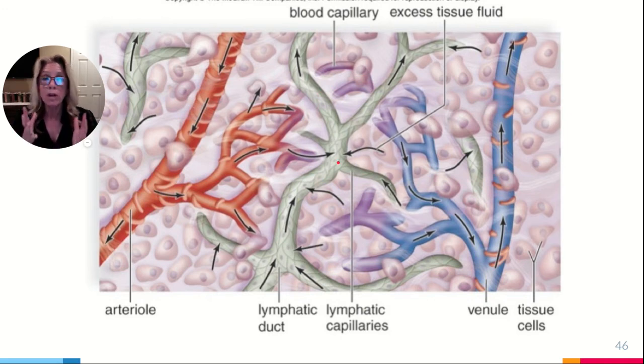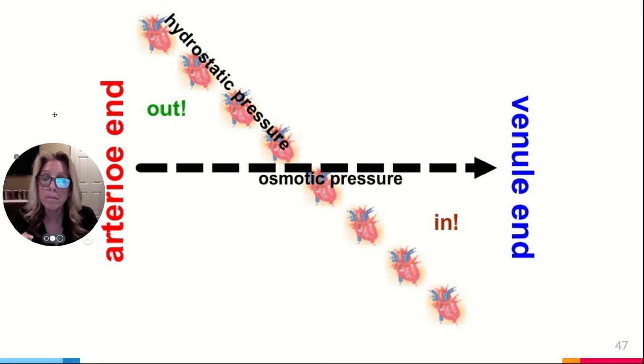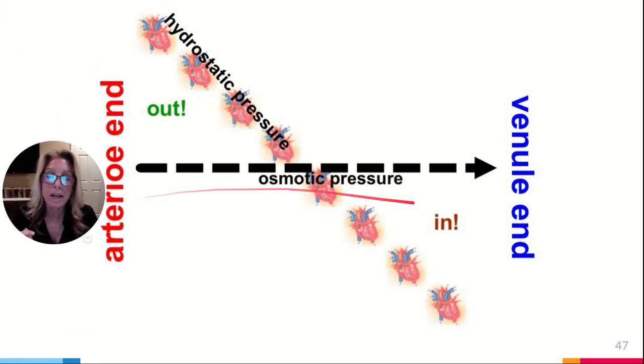Now, where do you think your blood pressure is going to be the highest? Is it going to be highest on the arterial end of the capillary or on the venular end of the capillary? Well, what did we learn? When it's closest to the heart, leaving the heart, this is going to be the highest pressure, and this is going to be the lowest pressure as it moves across that capillary bed. So when we compare, here's your arterial end of the capillary bed, here's your venular end of the capillary bed.